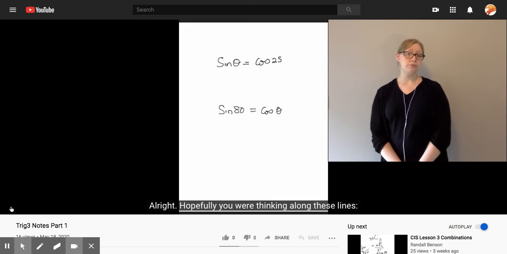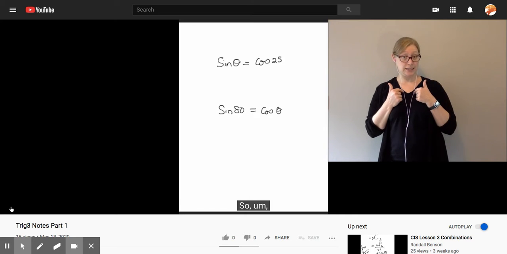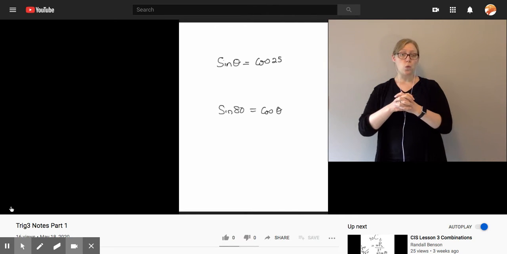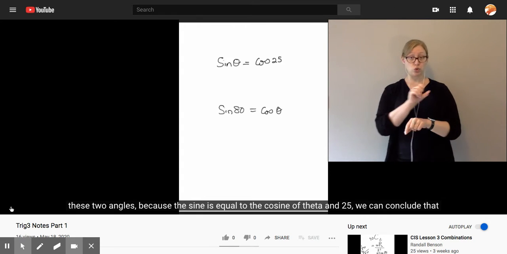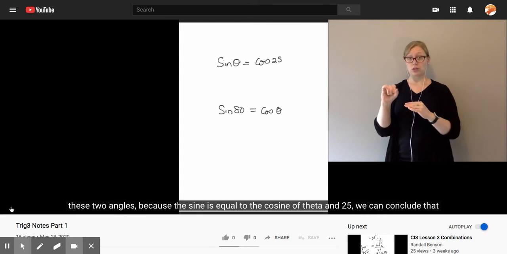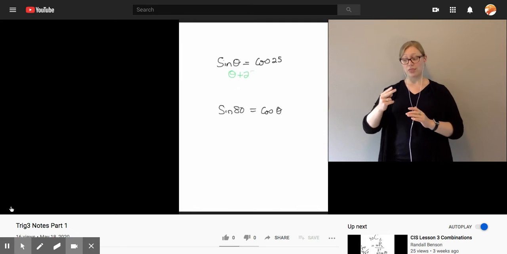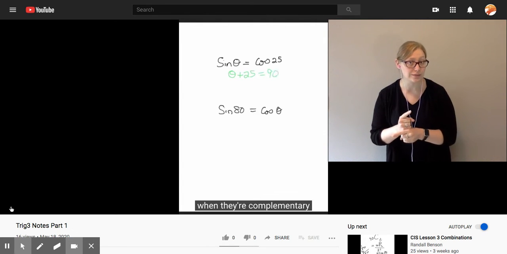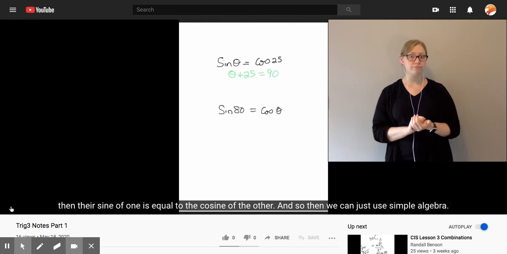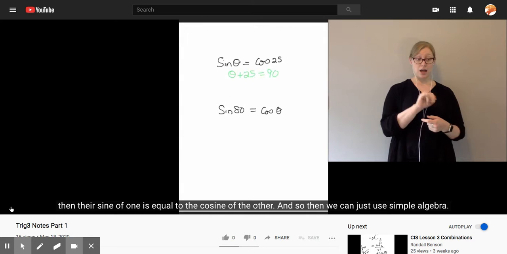All right. Hopefully you were thinking along these lines. Because the sine of theta is equal to the cosine of 25, we can conclude that theta plus 25 has to equal 90. They have to be complementary, because when they're complementary, the sine of one is equal to the cosine of the other. And so then we can just use simple algebra.